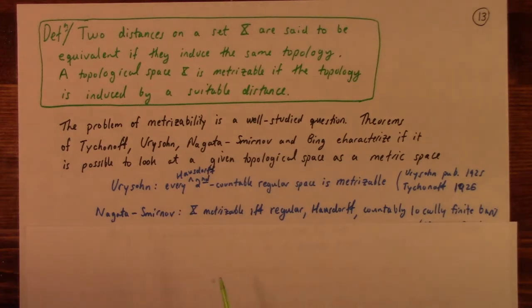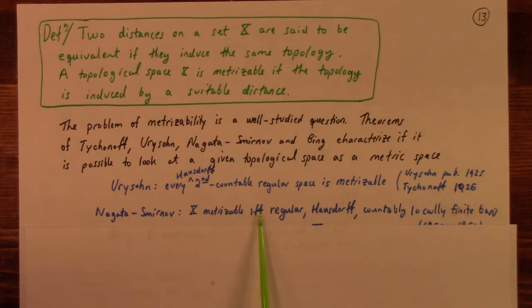And then Nagata and Smirnov said X is metrizable if and only if... Notice this is just a necessary condition, not sufficient, right? It's just like, if it's this, that implies it's metrizable. It doesn't say much about the other direction, like when is a space metrizable? Well, and how can I say this? Anyway, let's look at the if and only if one here.